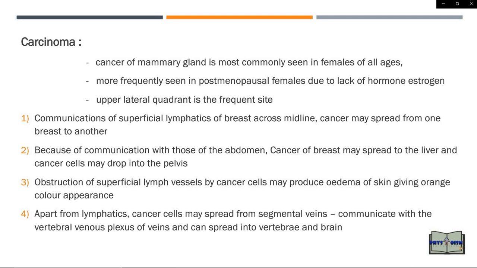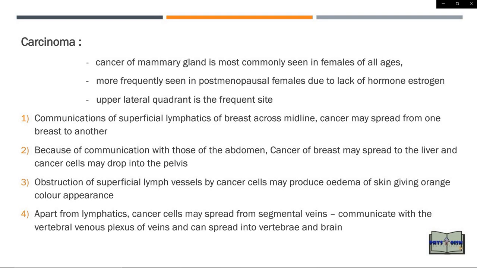Okay, so next thing, obstruction of superficial lymph vessels by cancer cells may produce edema of the skin, giving an orange color appearance. Obstruction is nothing but blockage. So when the lymph vessels are blocked by the cancer cells, edema is produced in the skin. We know edema is a kind of swelling, and it gives the skin an orange color appearance.